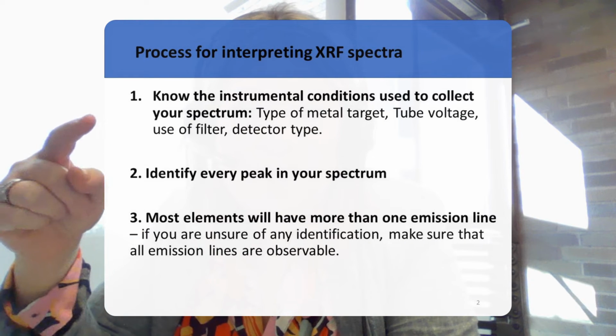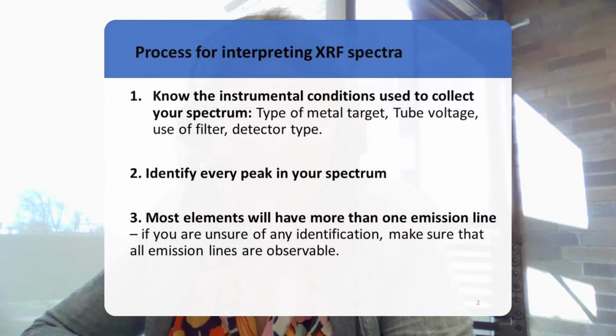So 1, know the instrumental conditions used to collect your spectrum. Know the type of metal target, the tube voltage, whether a filter was used, and what the detector type was. Characteristic lines from the X-ray metal target will nearly always be present in your spectrum. So don't use an X-ray tube target of the same element that you want to detect. And know that the presence of those lines is due to the target itself and not necessarily your sample.